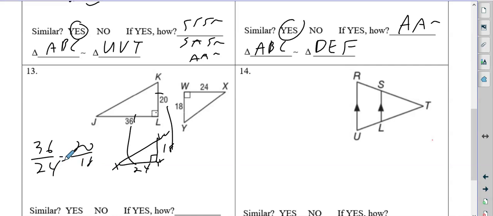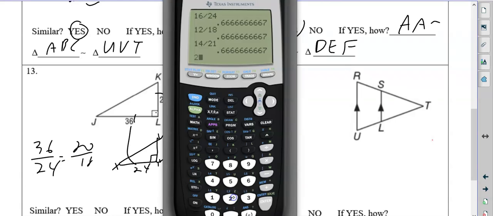So again, I could cross multiply and see if they're equal. Let's do it that way this time. 24 times 20 is 480. 36 times 18 is 648. So that is a no.